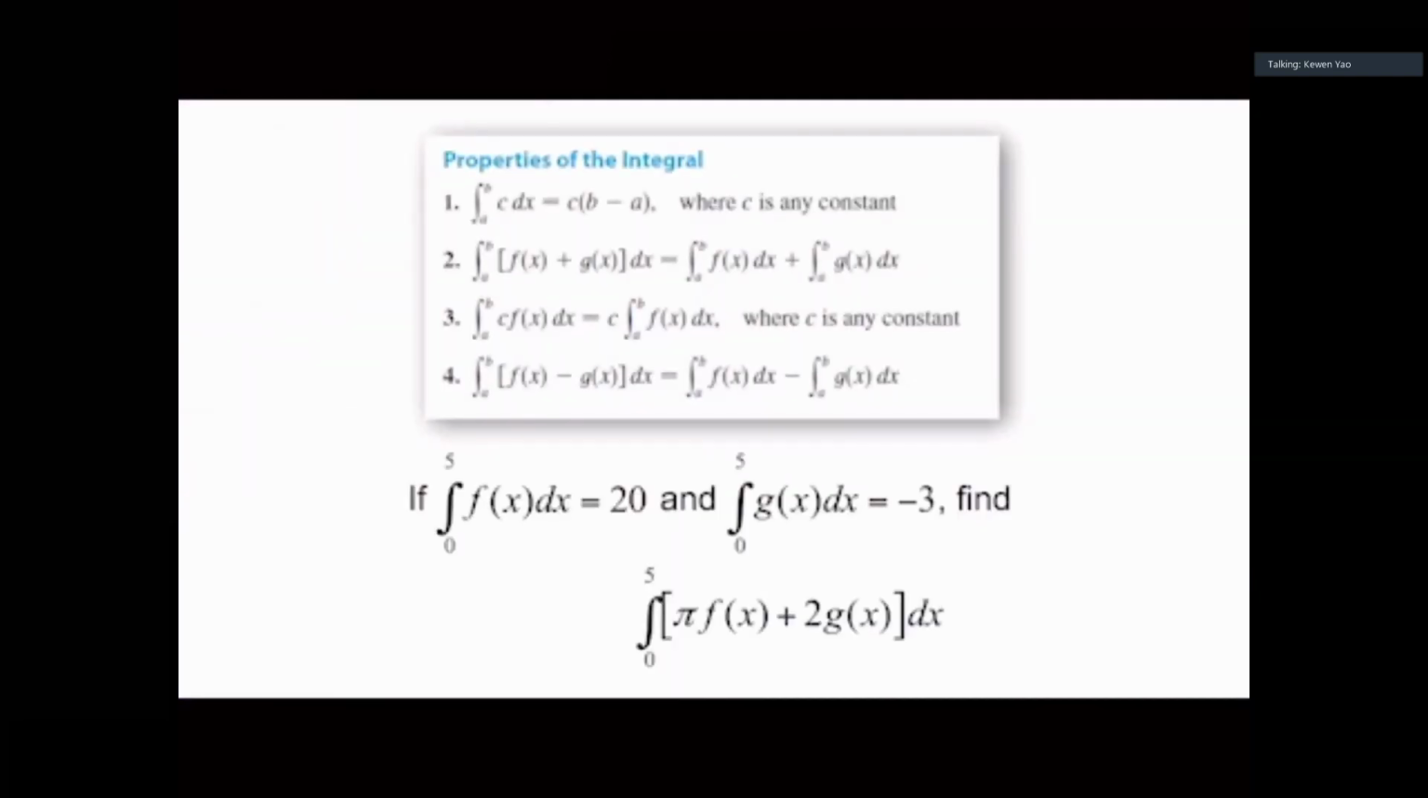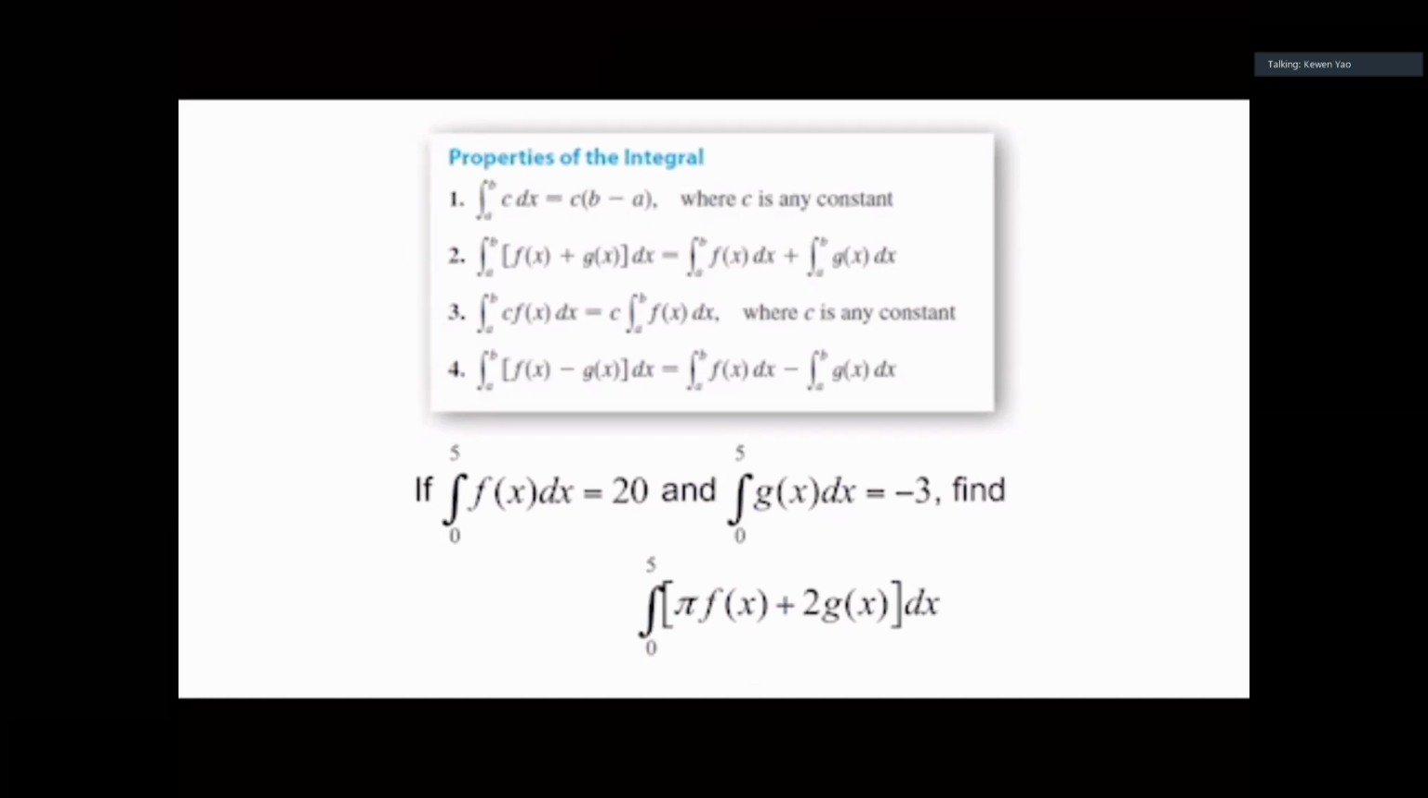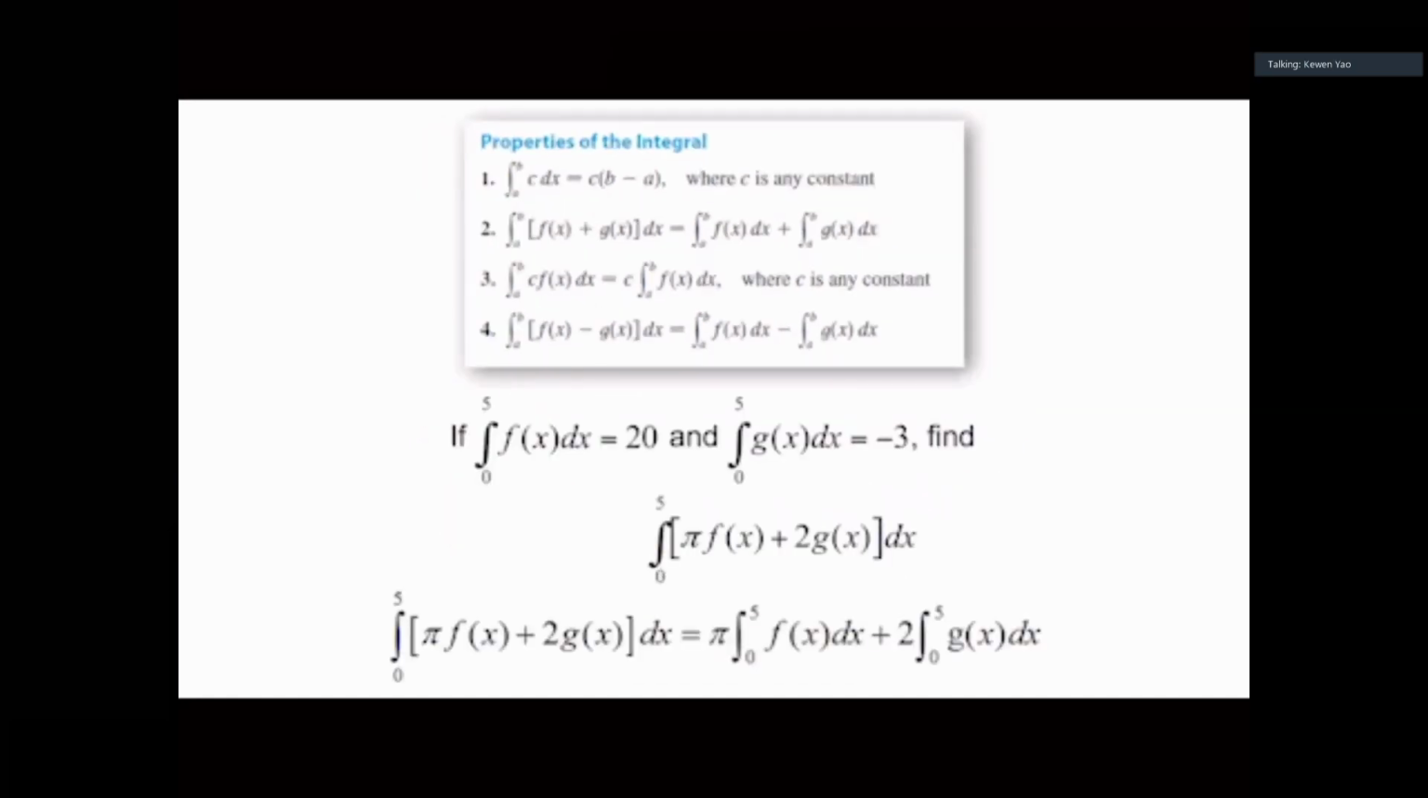Now, let's apply some of these properties. If the integral of f from 0 to 5 is equal to 20, and the integral of g from 0 to 5 is negative 3, find the following integral. We use here both properties 2 and 3. The integral of a sum is the sum of the integrals. And the integral of a constant times a function is a constant times the integral of the function.